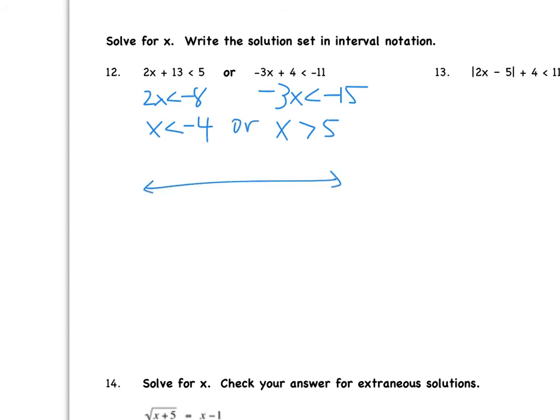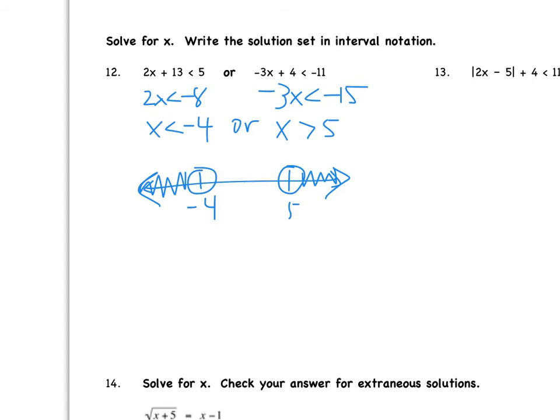Now, I would suggest that you draw this on a number line before you write it in interval notation. Less than negative 4 is an open circle at negative 4, shading lower. Greater than 5 is an open circle at 5 and shading bigger. So you will have 2 different interval notations then, one for the left part, one for the right part. What is the left side going to look like in interval notation?